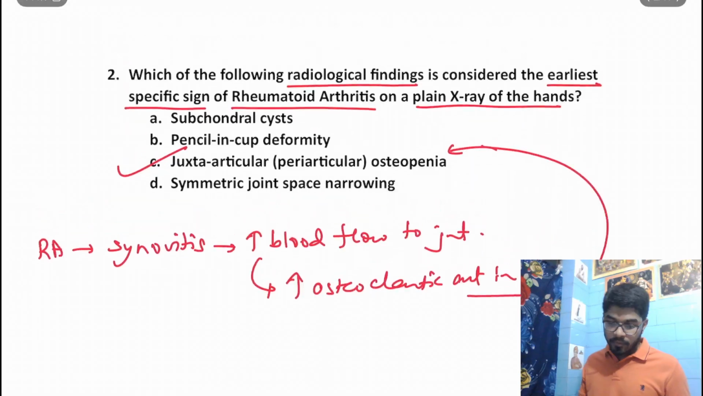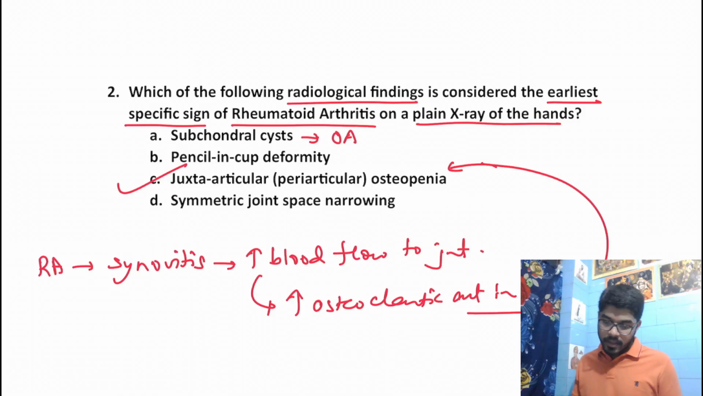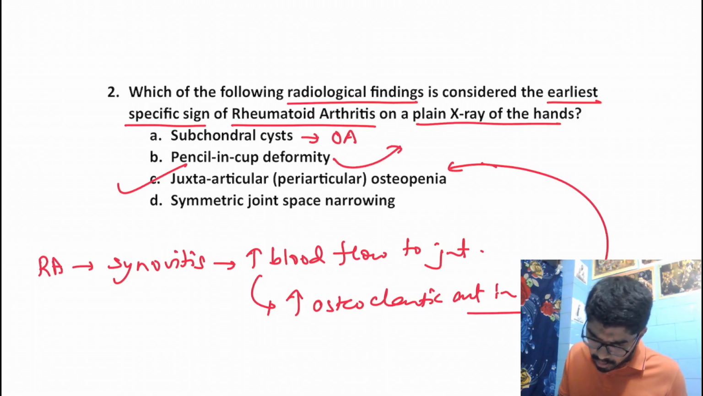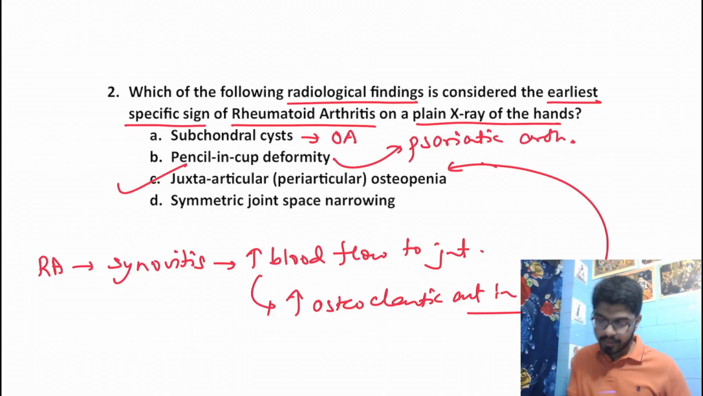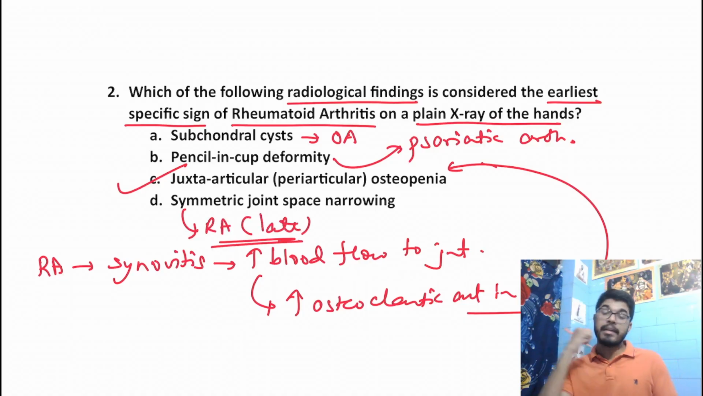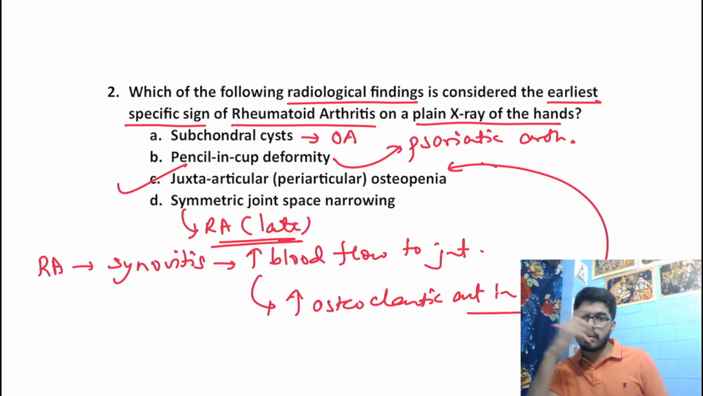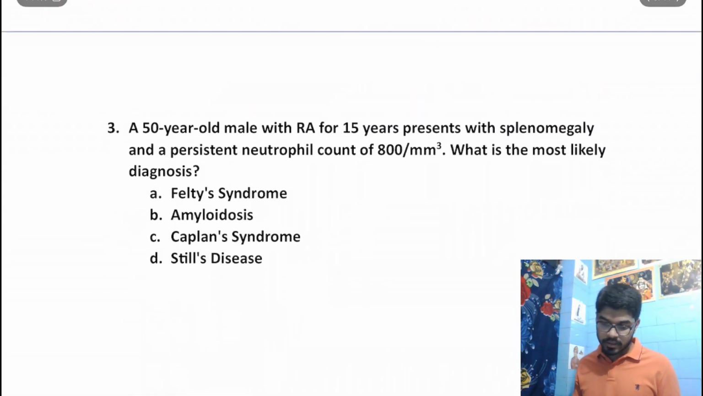If we look into the other options, the subchondral cysts are actually seen in osteoarthritis. Pencil-in-cup deformity is quite characteristic of psoriatic arthritis. Whereas symmetrical joint space narrowing can be seen in RA, but remember it is a late feature in RA. The earliest feature is juxta-articular or periarticular osteopenia. Moving on to the next question.